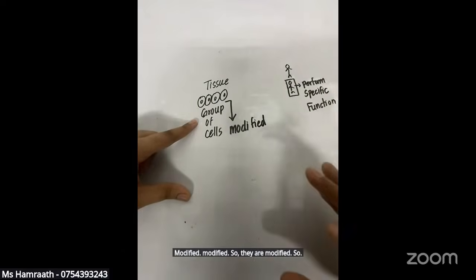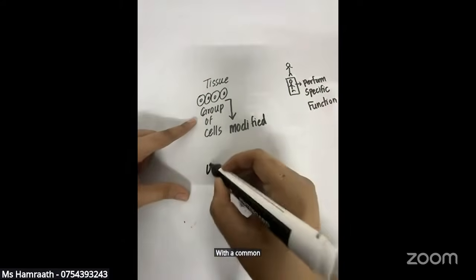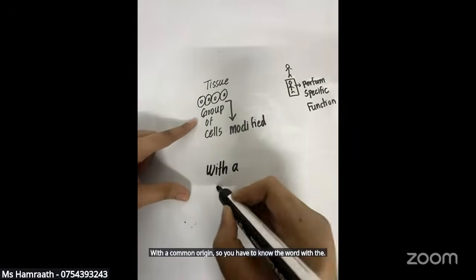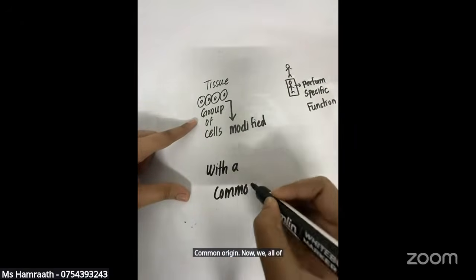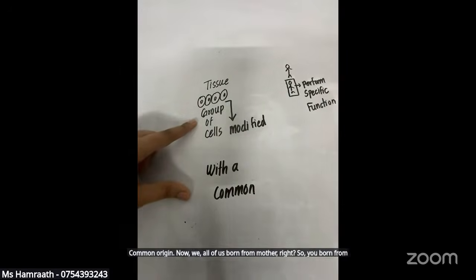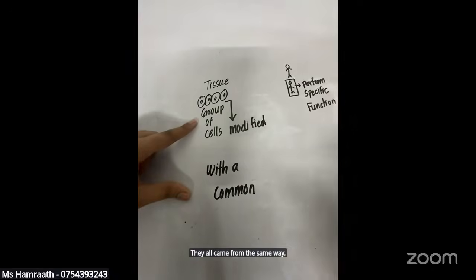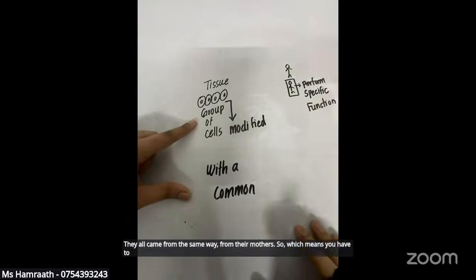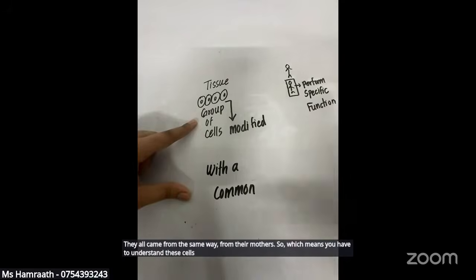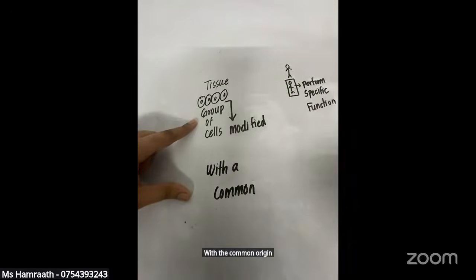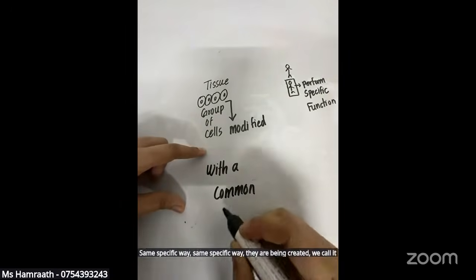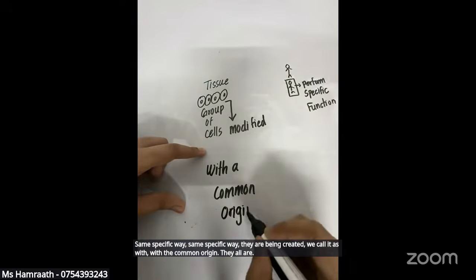So a group of cells with a common origin. You have to know the words 'common origin'. All of us are born from a mother, right? You were born from your mother, I was born from my mother. Different people all came the same way from their mothers. Which means these cells are with a common origin. They are all created in the same specific way. We call it a common origin. They are all equal.